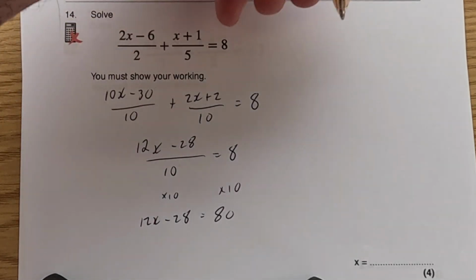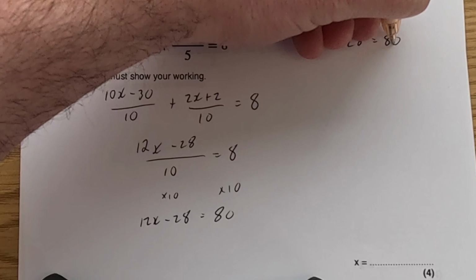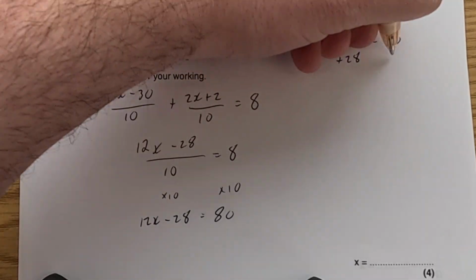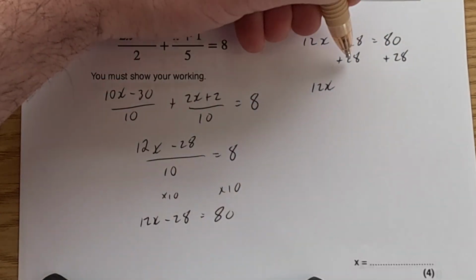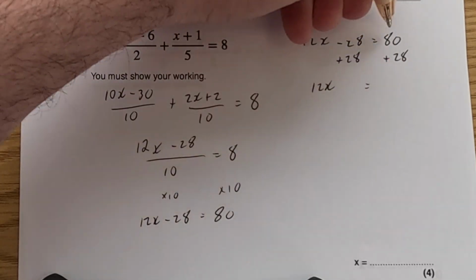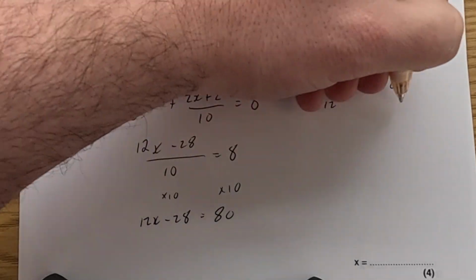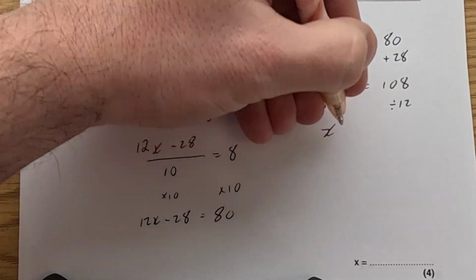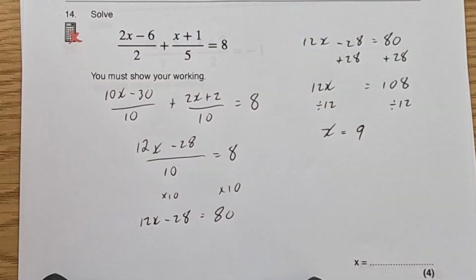Now I'm going to go over here, so we've got 12x - 28 = 80. To solve this equation, I'm going to add 28 to both sides. So the left-hand side will be 12x. We're adding 28 to get rid of the minus 28. And the right-hand side will be 108. Now we just need to divide by 12 and divide by 12. And 12x divided by 12 will just be x. And 108 divided by 12 will be equal to 9. So x equals 9. And again, we can check our answer.